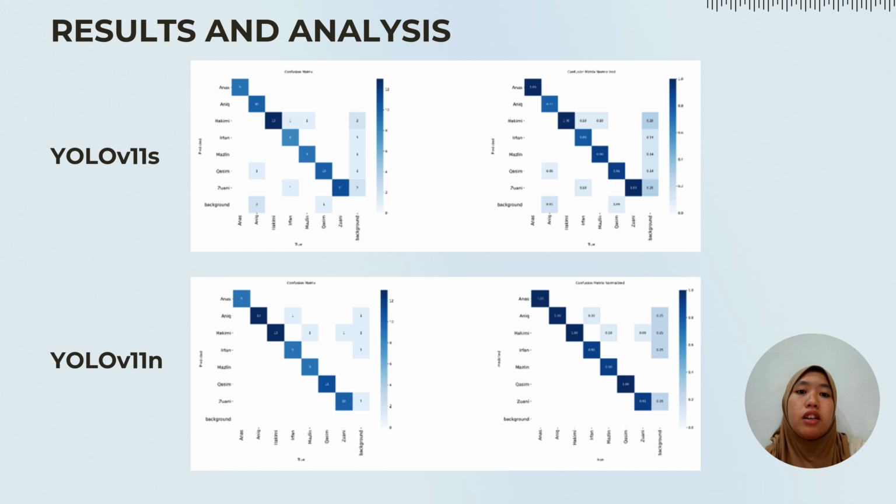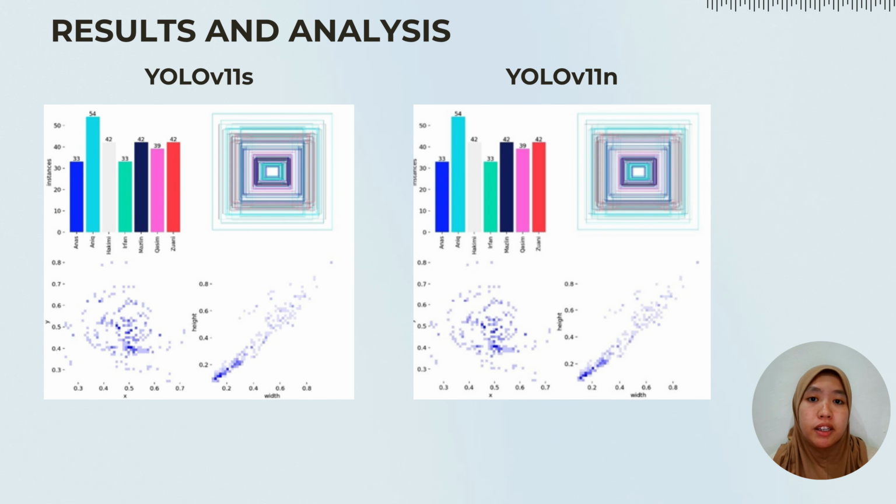Both models show some background misclassification, but YOLO V11N's errors are more evenly spread, while YOLO V11S's are concentrated in one class. Since both models share the same image dataset, the instance count, bounding box, and parallelogram are identical.